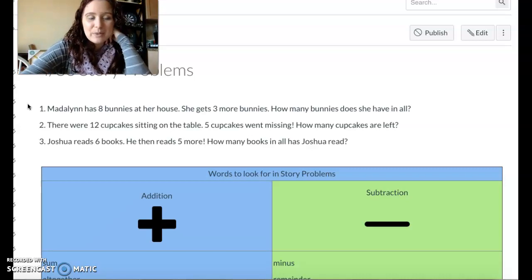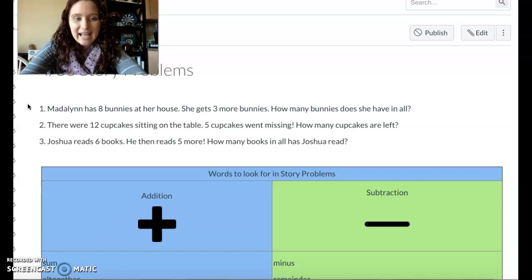All right, problem number one. Madeline has 8 bunnies at her house. She gets 3 more bunnies. How many bunnies does she have in all? Number 2. There were 12 cupcakes sitting on the table. 5 cupcakes went missing. How many cupcakes are left? And number 3. Joshua reads 6 books. He then reads 5 more. How many books in all has Joshua read?